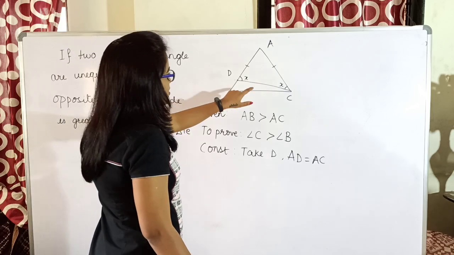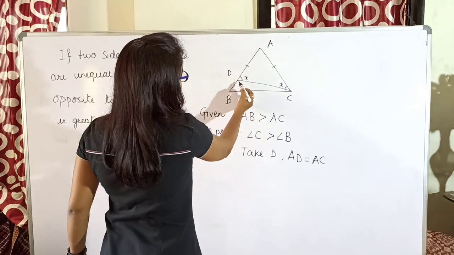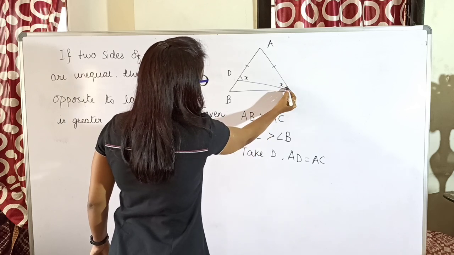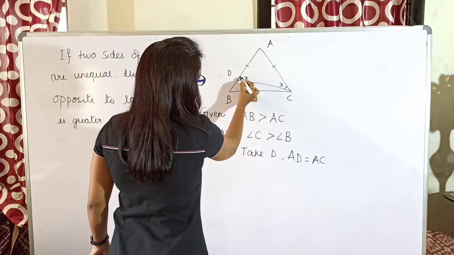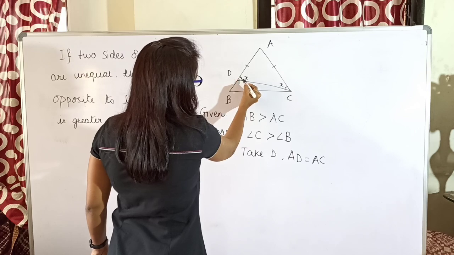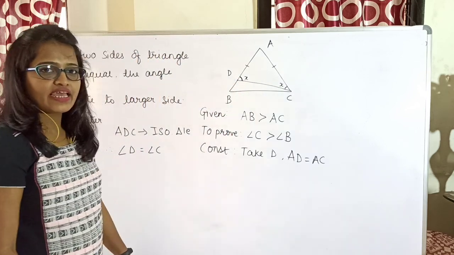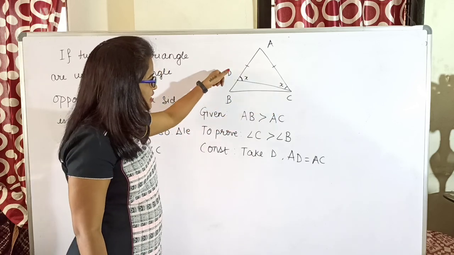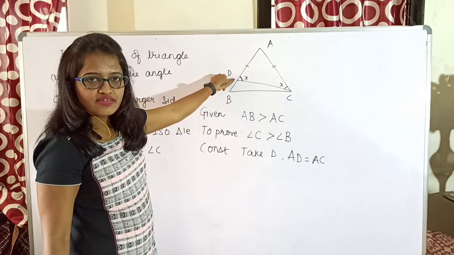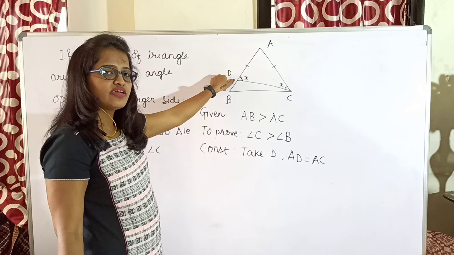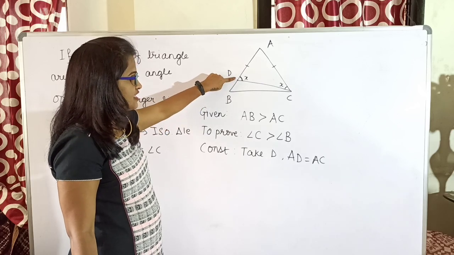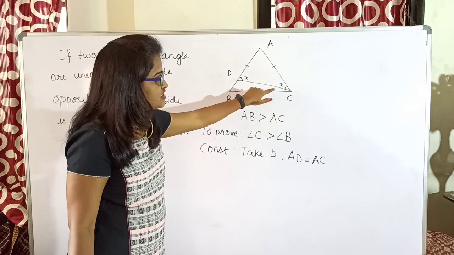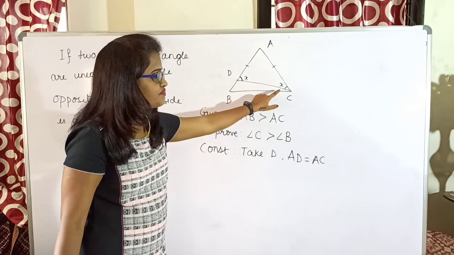Further, considering triangle DBC, if you consider the angle X, will it be an exterior angle? Yes. For triangle DBC, X is an exterior angle. What does an exterior angle property say? It says the exterior angle of a triangle is equal to the sum of its opposite two angles.